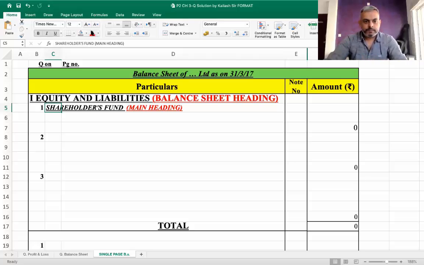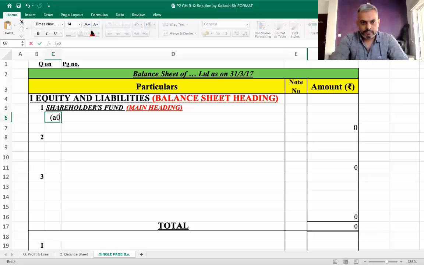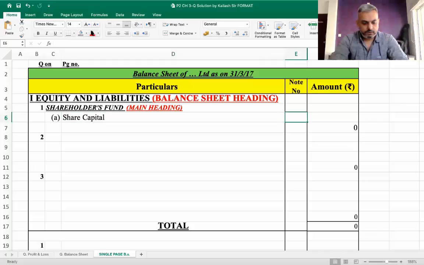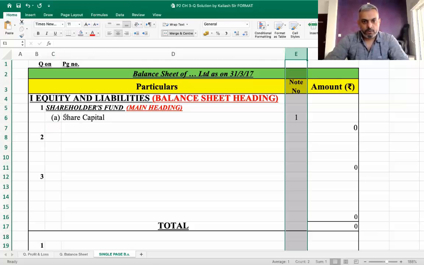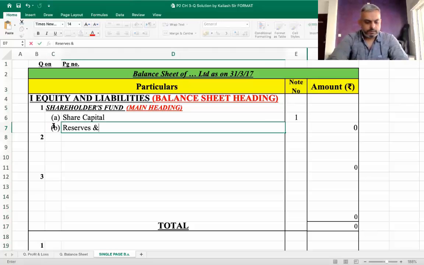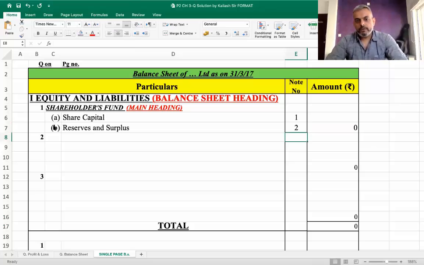Now, shareholders fund means what? Shareholders are the owners of the company. So owners fund consists of, in the bracket small a, share capital, note number 1, and b, reserves and surplus, note number 2. Reserves and surplus also belong to the owners, the shareholders. So in the main heading shareholders fund, you have share capital and reserves and surplus.